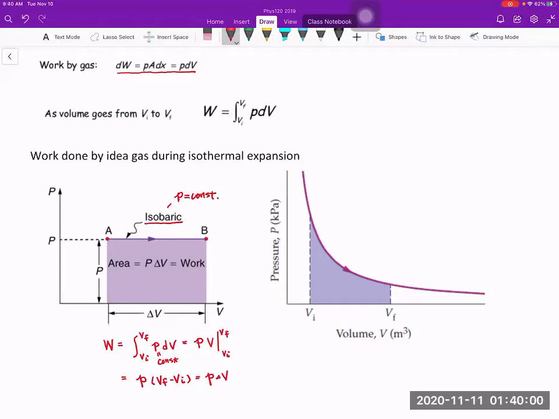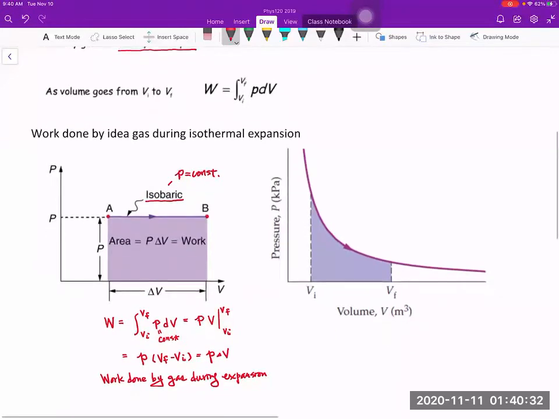Notice in this case, we're doing an expansion because the final volume is larger than the initial volume. So your delta V is actually a positive number, which means the work done by the gas during the expansion is a positive work.